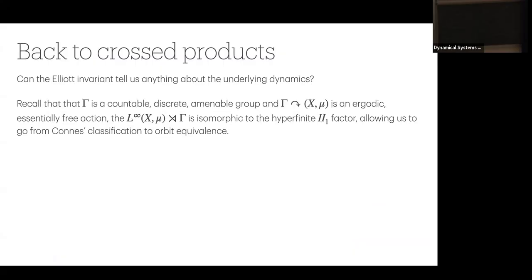Okay, so back to cross products. Where do they fit in? Can the Elliott invariant tell us anything about the underlying dynamics? When we had a countable discrete amenable group acting on a measure space, in a probability, ergodic and essentially free way, then this was the hyperfinite II_1 factor. And this then allows us to conclude orbit equivalence of the underlying dynamics, or even the Borel equivalence relations.